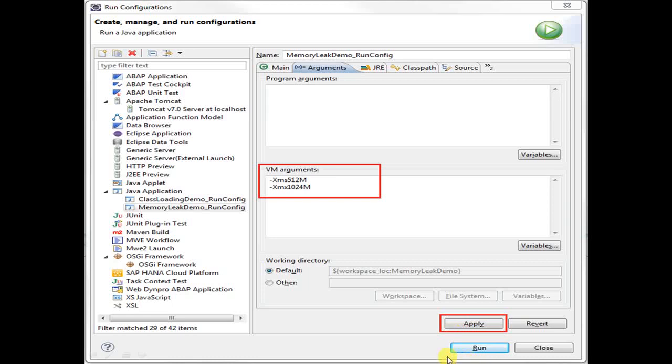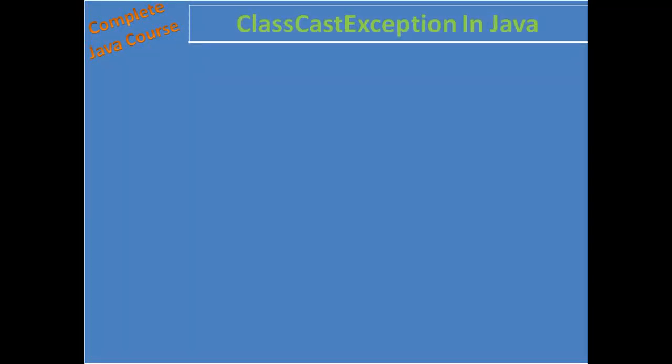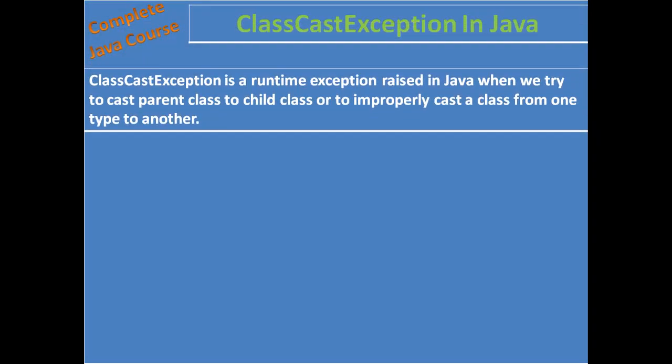Then apply and run. Now we will talk about the next exception, which is ClassCastException in Java. ClassCastException is a runtime exception raised in Java when we try to cast a parent class to a child class, or to improperly cast a class from one class to another class.